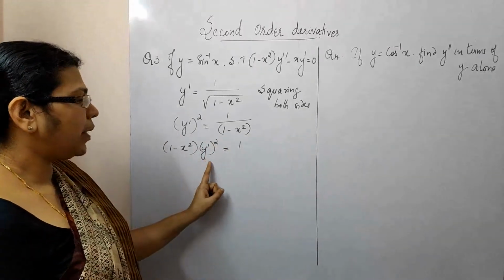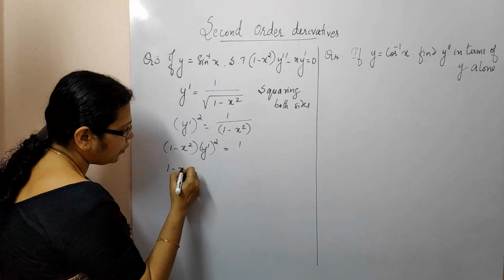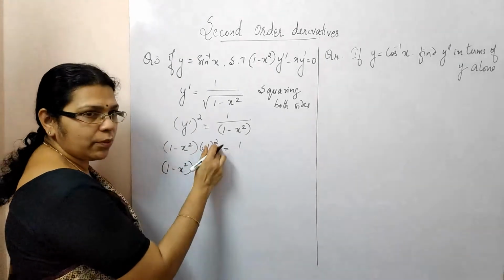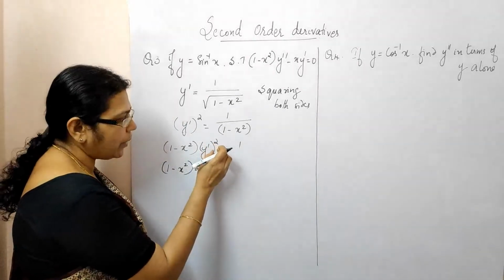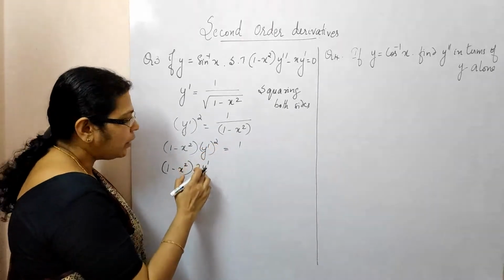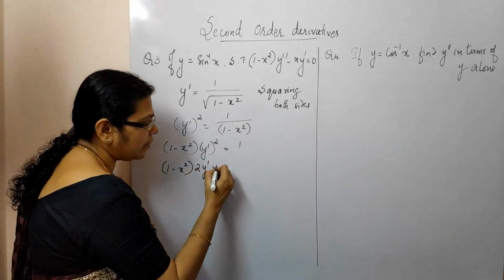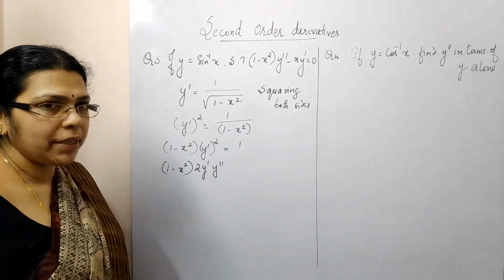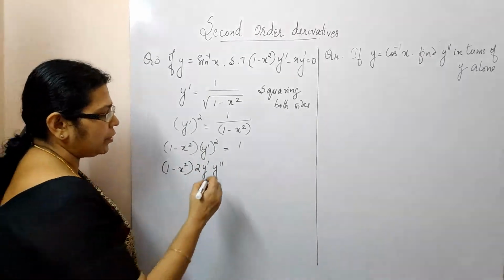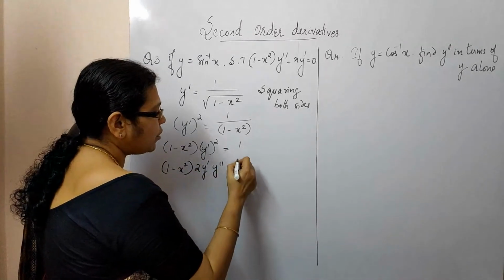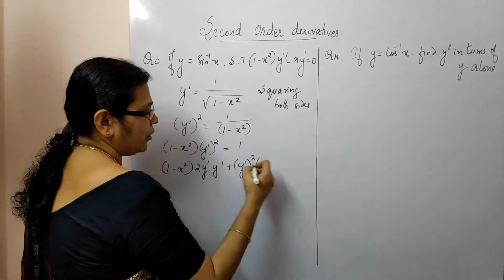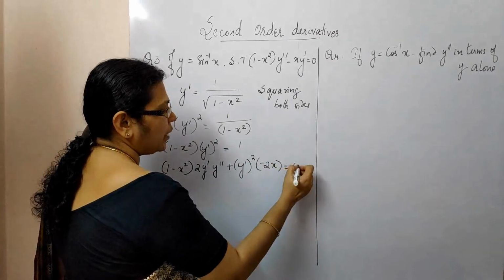That is 1 minus x square into y dash the square is equal to 1. Now I apply the product rule. First function into derivative of this, that is 2y dash the square. If y dash is considered as x square, then the derivative is 2x, right? Here it is y dash the square, so 2y dash, and the derivative of y dash is y2 dash. Am I clear? 2y dash into y2 dash, plus y dash the square, second function into derivative of the rest, that is 2x is equal to, derivative of 1 is 0.